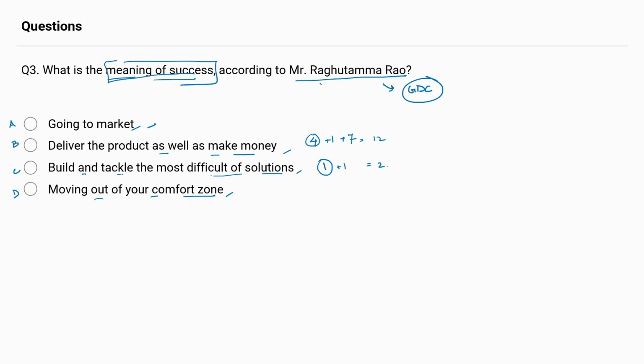Okay. Who is trying to understand? Mr. Raghuttam Roy. Now, again, this is something which is very, very individualistic. From somebody other than Raghuttam Roy, the definition of success can be very, very different. But here we are referring to the person who is mentioned here from GDC, and according to him, he has defined a certain meaning of success, which majority of you are opting as option number B, which is delivering the product and make money. Let's do the screen validation for it.